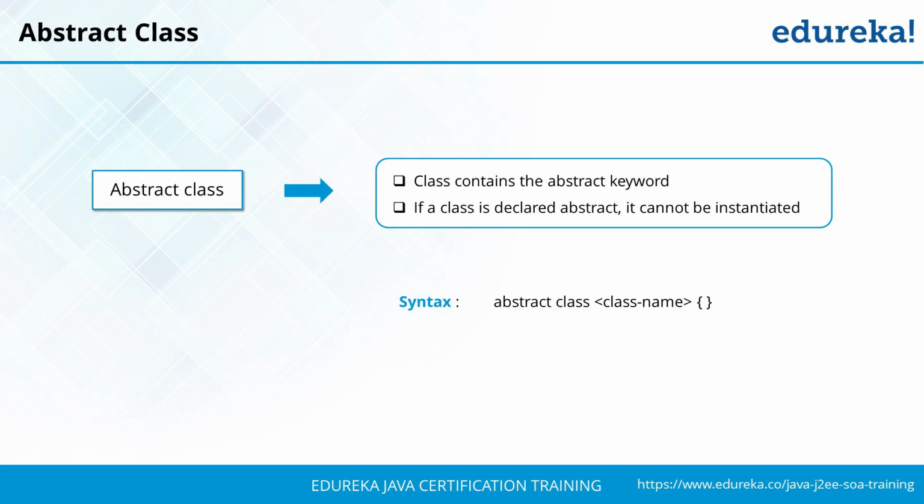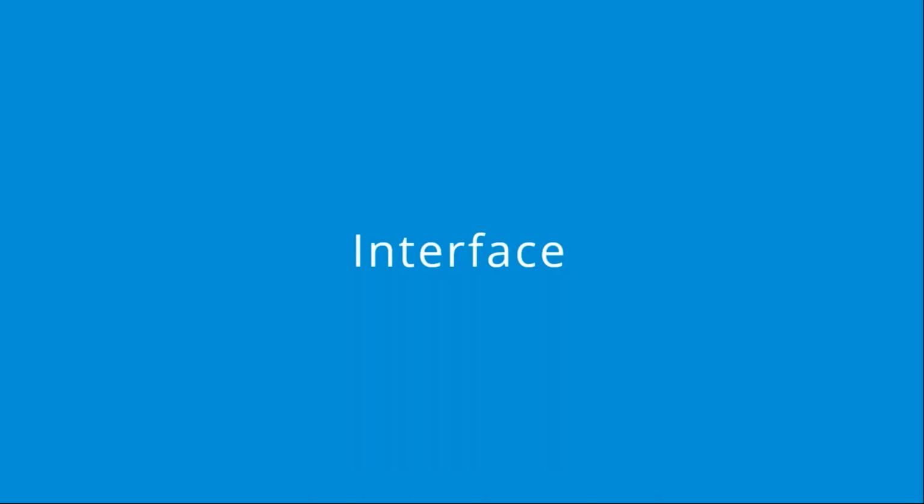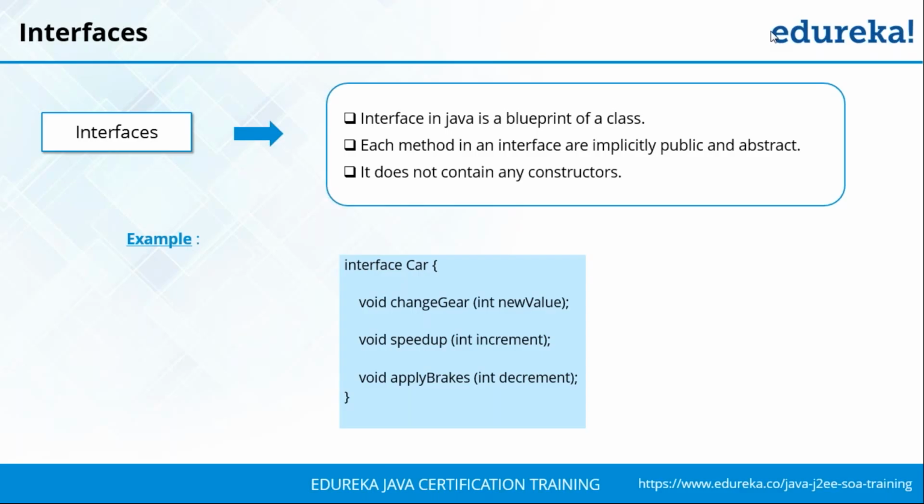Alright, that's great. Now coming to my last topic, that is interface. An interface in Java is a blueprint of a class, or you can say it is a collection of abstract methods, constants, and so on. In an interface, each method is public and abstract by default. Also, it does not contain any constructor. So let us see how you can declare an interface.